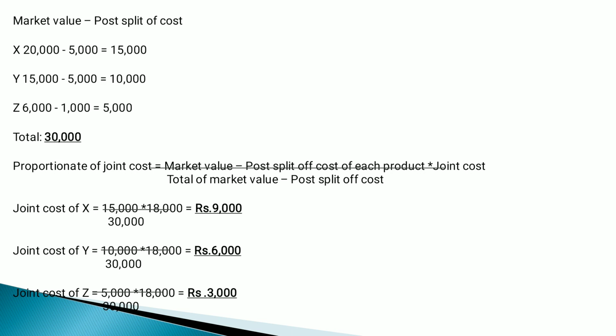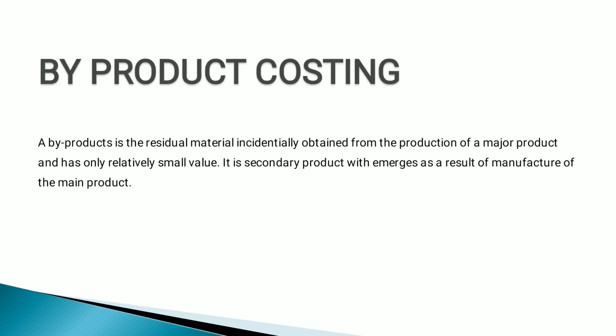So the proportion of joint cost is the market value minus post-split cost of each product, into joint cost, divided by the total of market value minus post-split cost. So the joint cost of X is 15,000 into 18,000 divided by 30,000. It will amount to rupees 9,000. As well as for the joint cost of Y, 10,000 into 18,000 divided by 30,000, the amount will come to 6,000. Joint cost of Z is 5,000 into 18,000 divided by 30,000, it will come to 3,000.